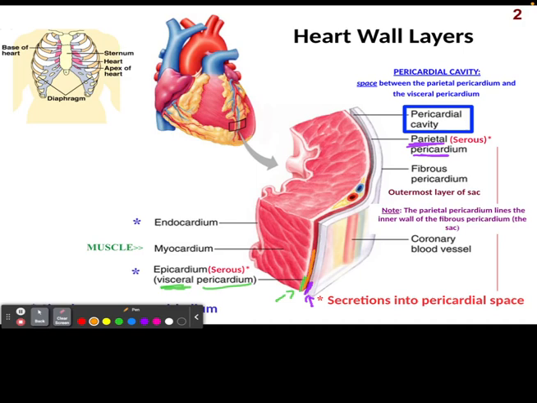Very important. On the most outer layer, so on the other side of the parietal pericardium, which I will now do in yellow, this part, the outermost layer, right? You see this? It's the thick white line here. I'm just going to start following it with the yellow as I talk. This is the fibrous pericardium.